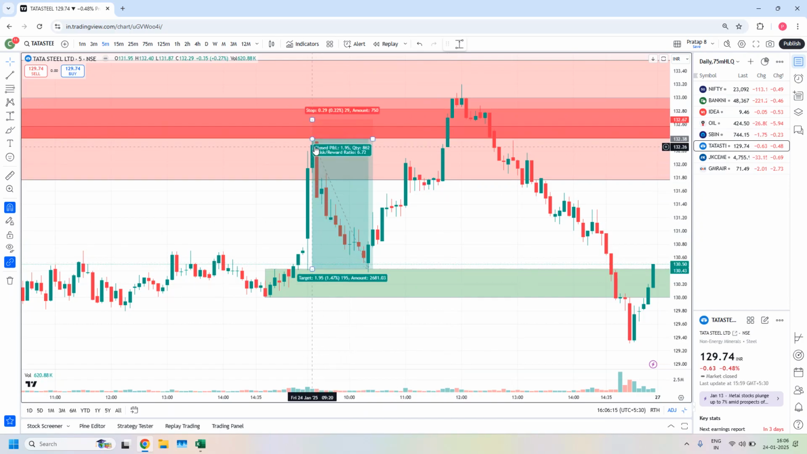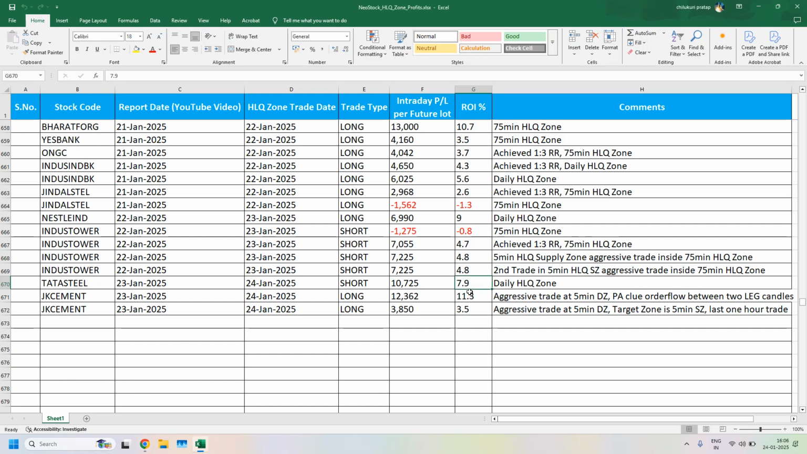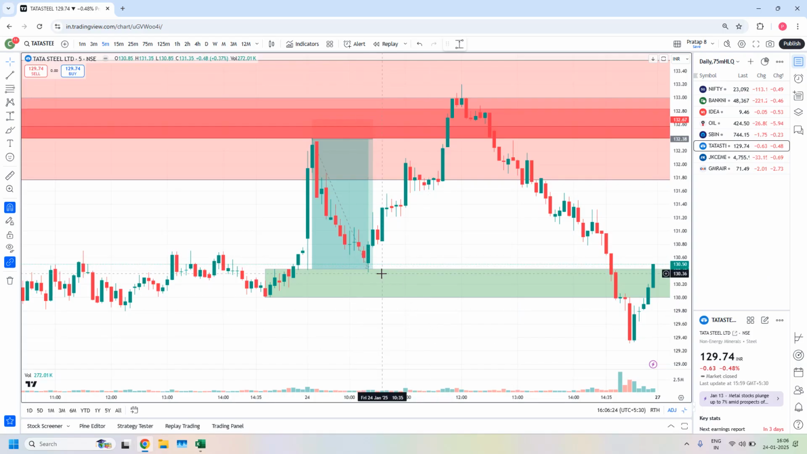Same thing happened today. We got a trade, it gave a very good profit, just 7.9%, close to 8% ROI. When it is stopped out, because it is a 1 minute zone, your loss could have been a negative ROI of maybe 0.4% or 0.5%, not more than that, because it is a 1 minute zone. The risk is very, very small. Okay, this is about Tata Steel.